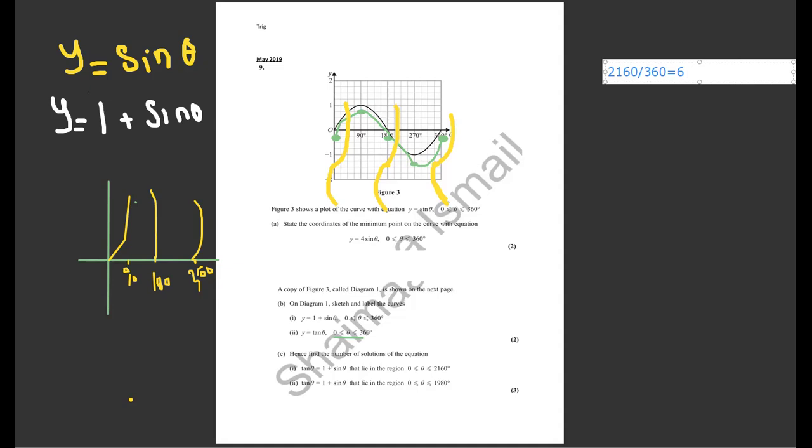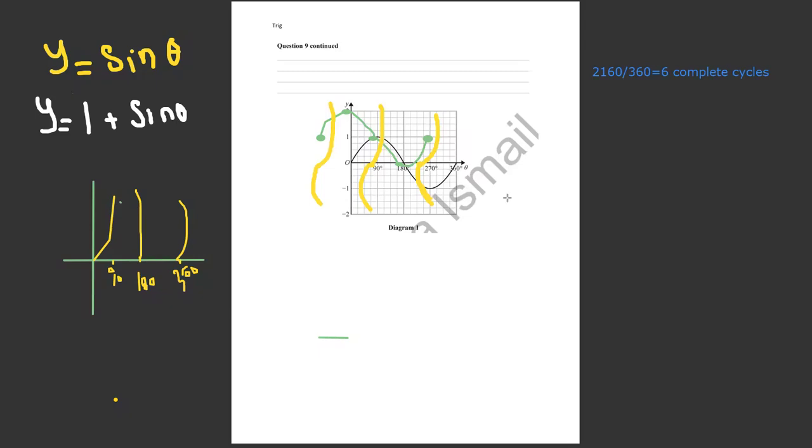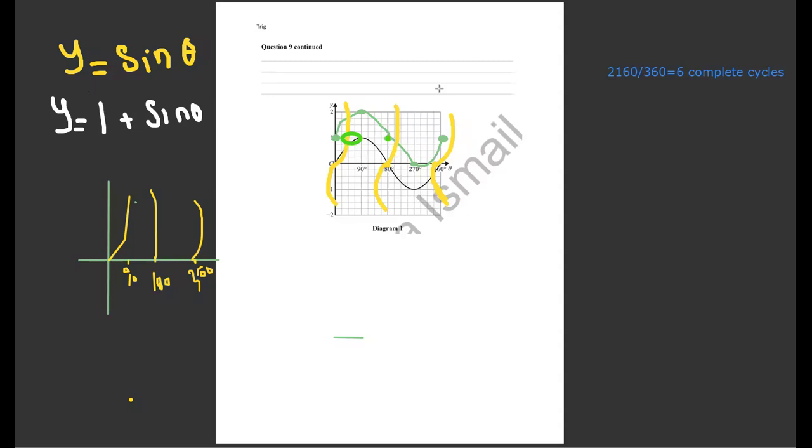complete cycles of the angles. Okay, so here we have 6, and now it's our time to get how many solutions in each part. So here the intersection is back on the graph itself. Okay, so yeah, this is the graph.